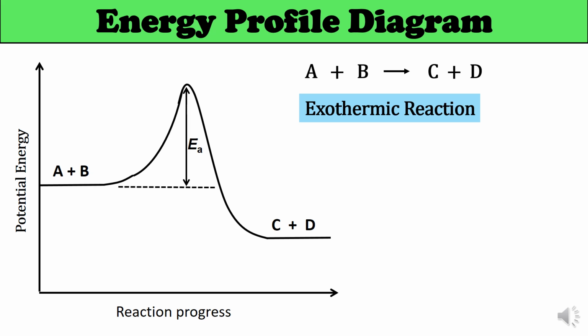and the difference between reactant and product labeled as delta H, enthalpy change. So for exothermic reaction, delta H has negative value. So if the question gives the value for delta H, you need to write the value of delta H on this energy profile diagram.